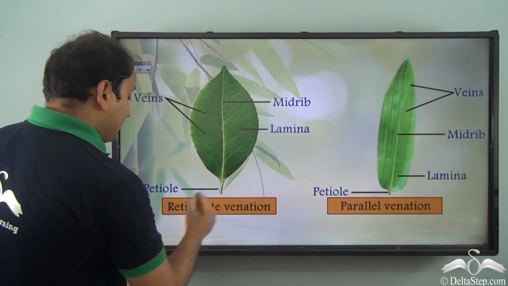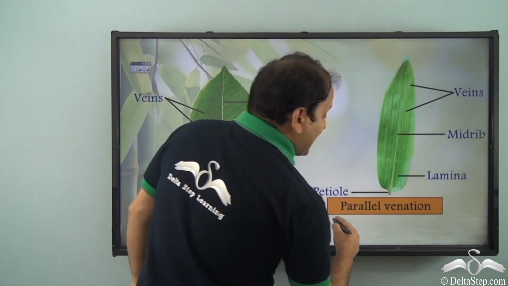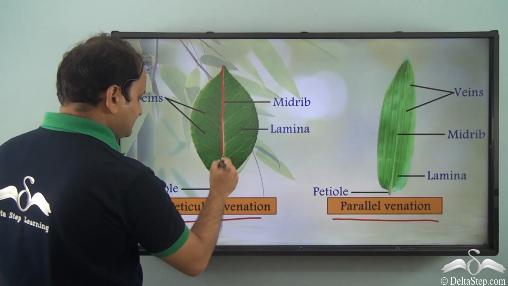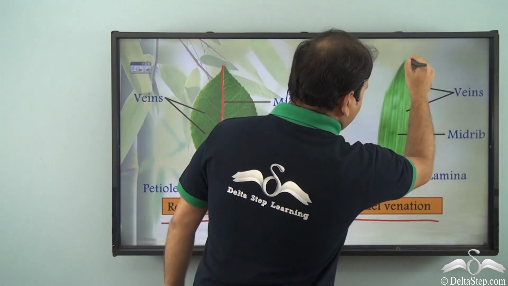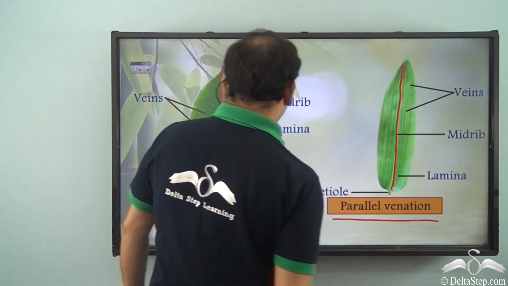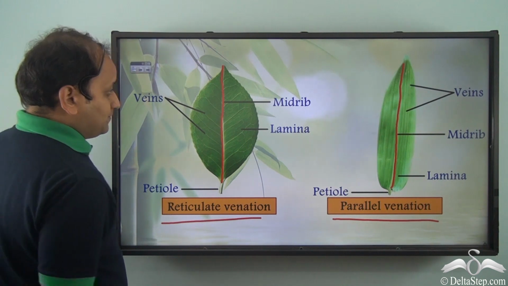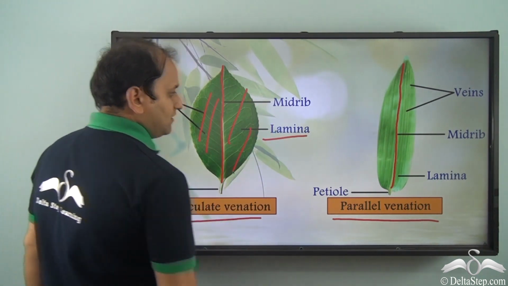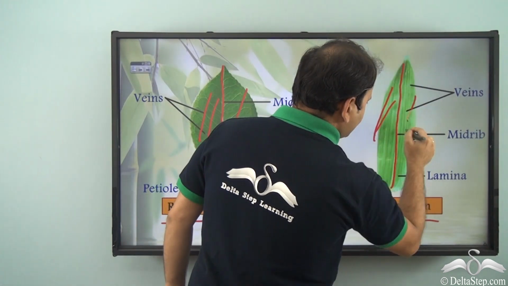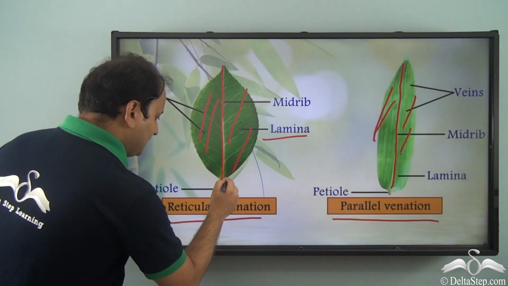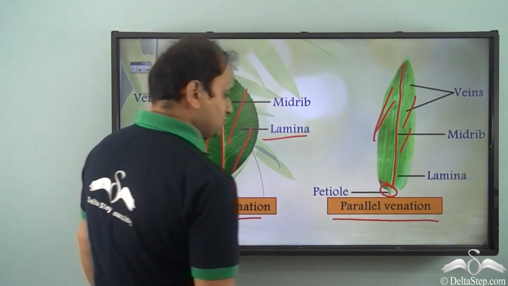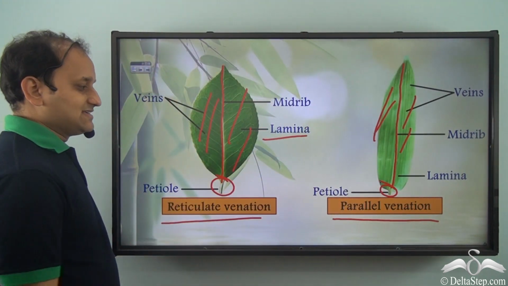So we have reticulate venation here and parallel venation here. You can see we have a midrib and we have a midrib here too. Now let's come to lamina. So we have a lamina here and we have a lamina here, isn't it? Now we have petiole here, we have petiole here too. So we have petiole in both the cases.